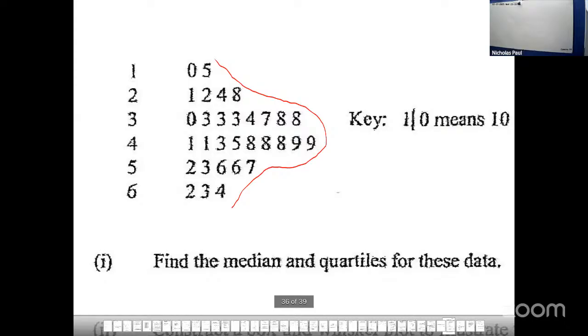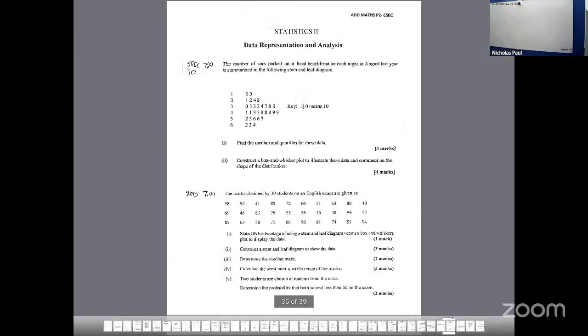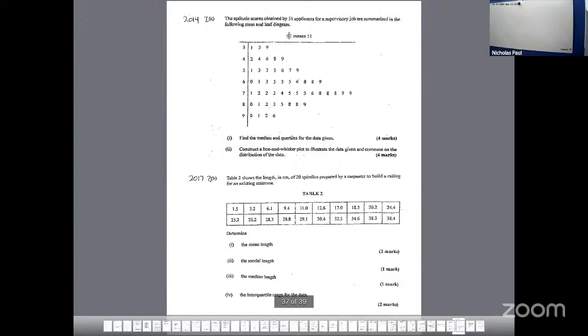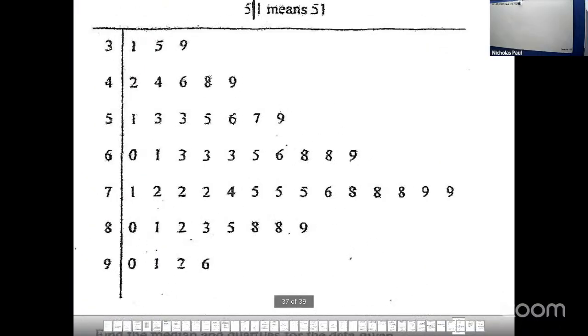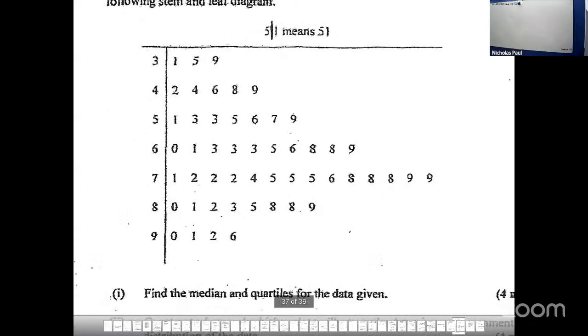So how is that looking? Symmetrical. That looks symmetrical. So after you do a box and whisker, more than likely you're going to get something symmetrical. Let's go again. Tell me what you think about this one. What do you think about this one here?